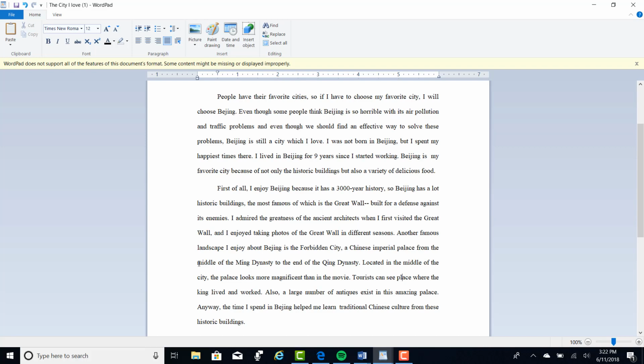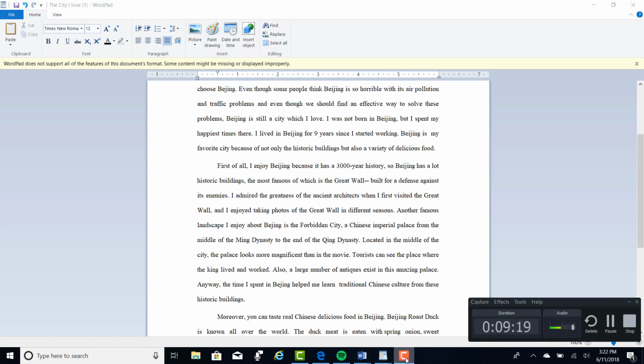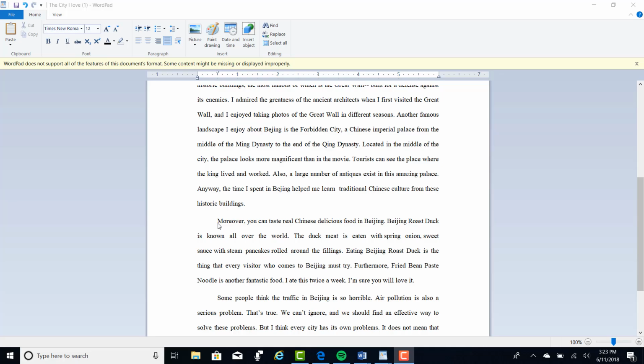Tourists can see the place where the king lived and worked. Also, a large number of antiques exist in this amazing place. Anyway, the time I spent, let's change this to past tense, in Beijing helped me learn traditional Chinese culture from these historic buildings. That's it. So that's probably what I would do here. Now here, if you say first of all here, then you have to say second of all.